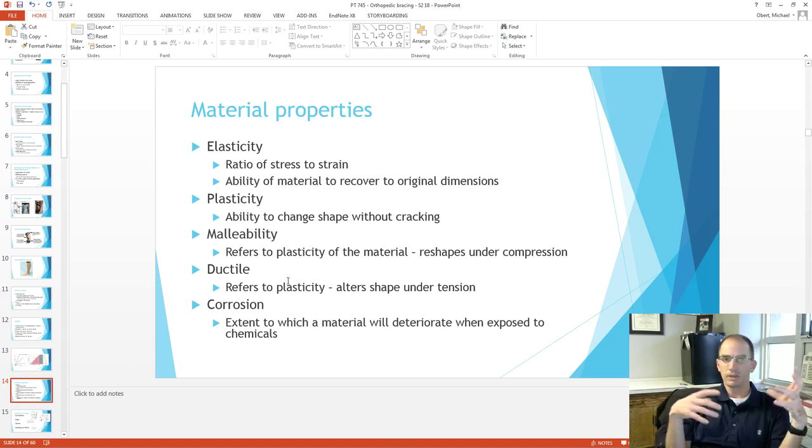And then corrosion, you have to think about, especially anything that has metal on it. We don't want that to rust. We don't want that to break down. Also, if somebody's wearing this in an industrial setting where they're dealing with chemicals, if it's exposed to certain chemicals, we don't want that brace to break down just because of the environment that it's in. So those are all things that we have to think about.